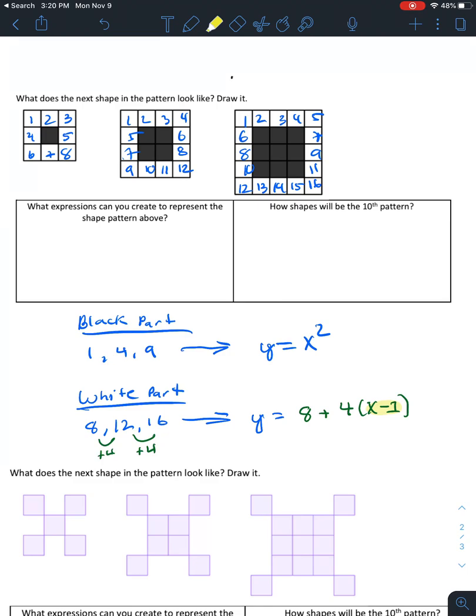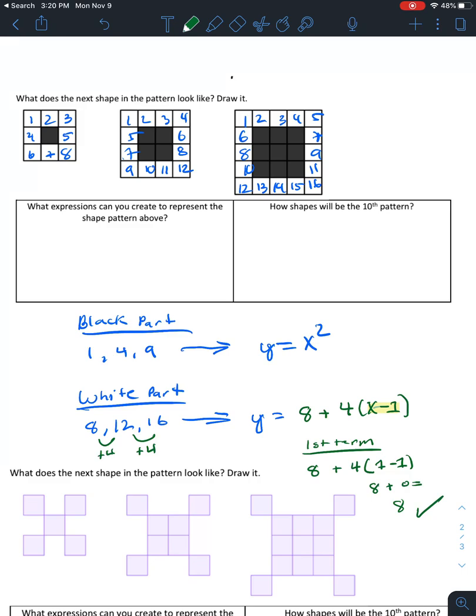For the first question, let's say we were just focused on the white boxes. You have to remember that your x is 1. So if I do my first term, I should get 8. If I do 8 plus 4 times 1 minus 1, do you notice how I get 8 plus 0, which is 8, which is perfect?